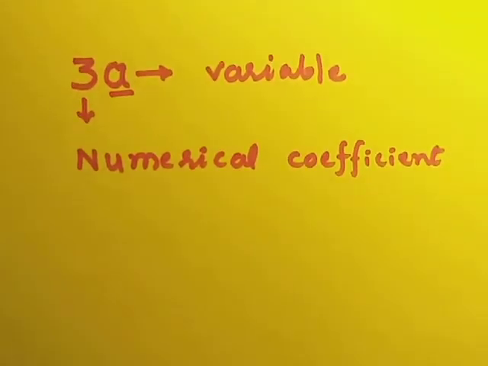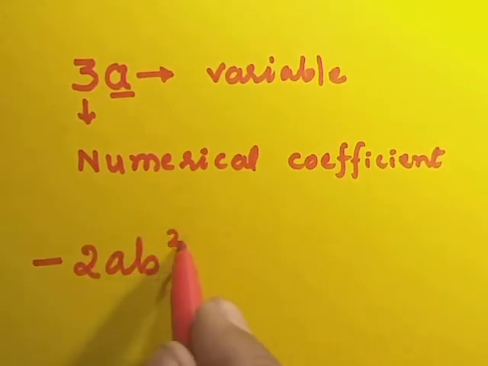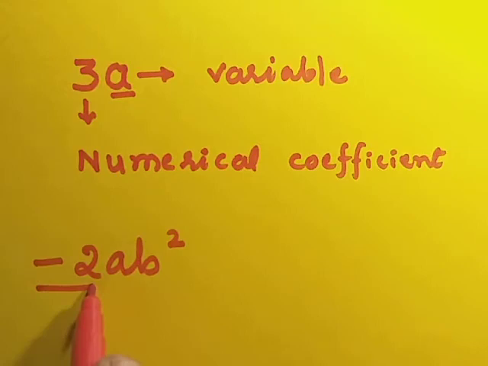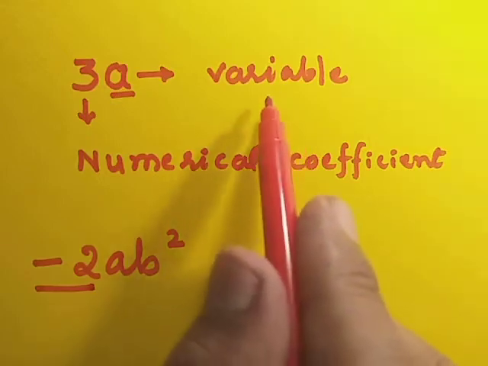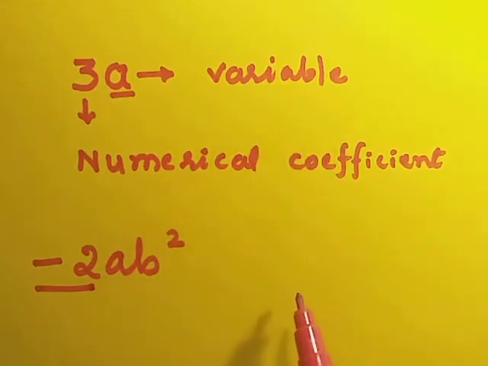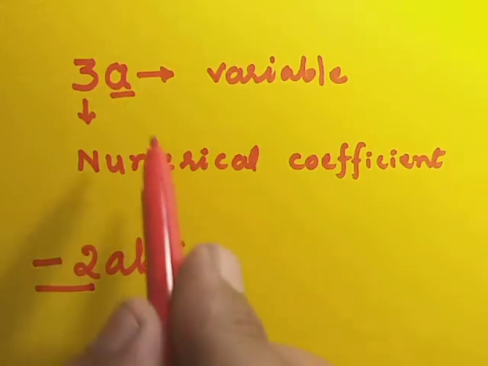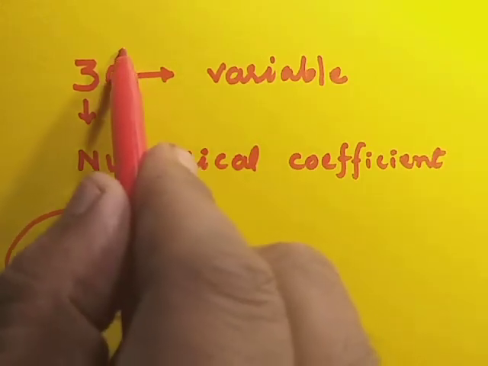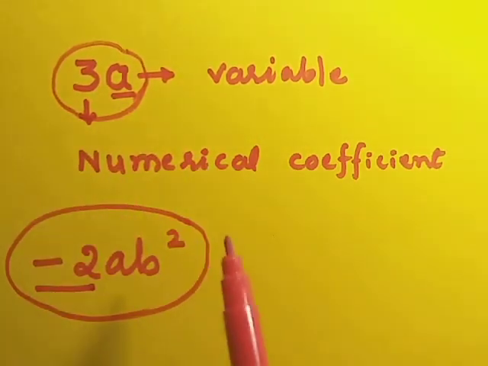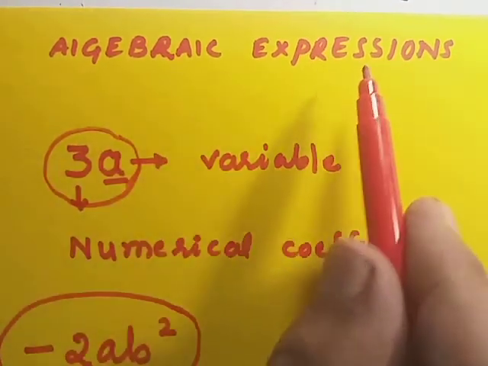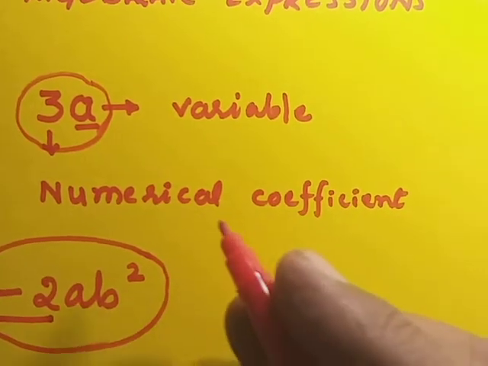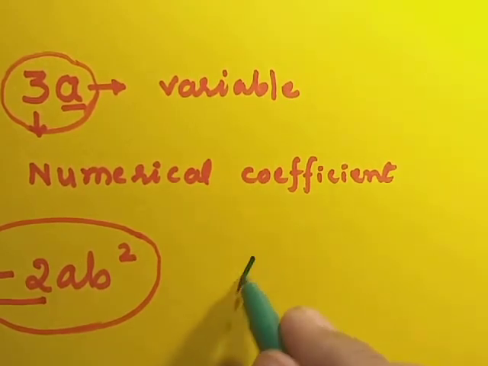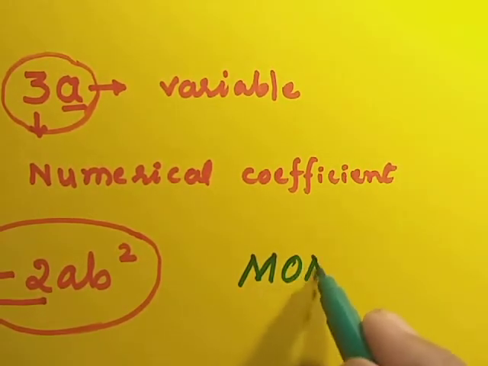Let us take another example. Minus 2ab square. Minus 2 is the numerical coefficient and a and b are variables. When there is a single term, such algebraic expressions are called monomials.